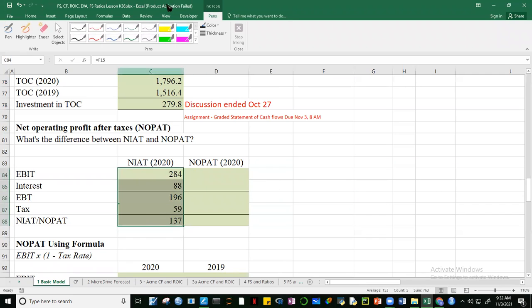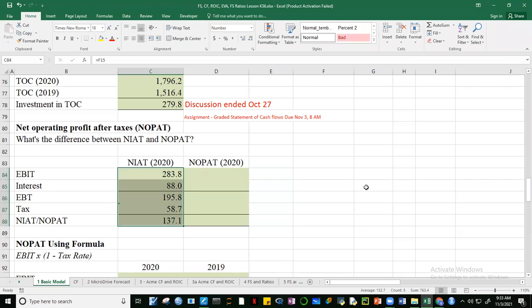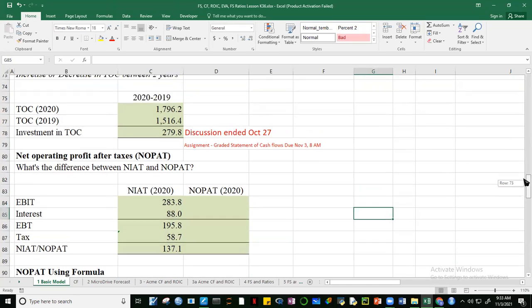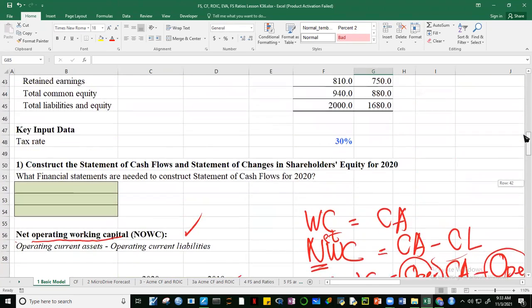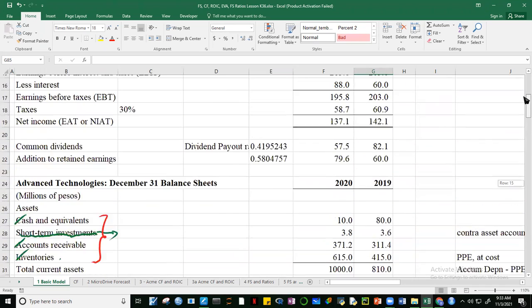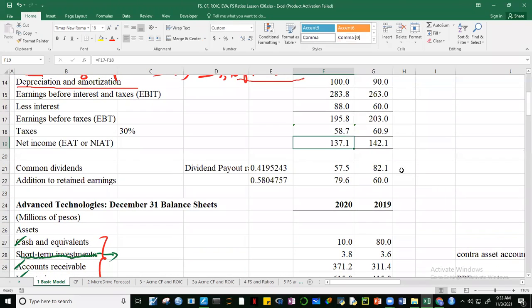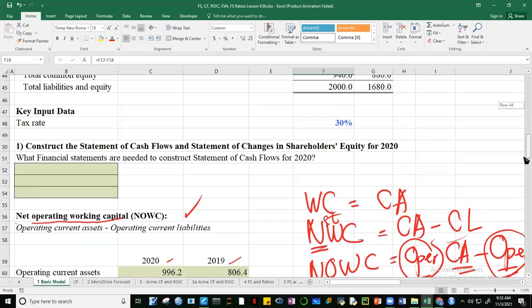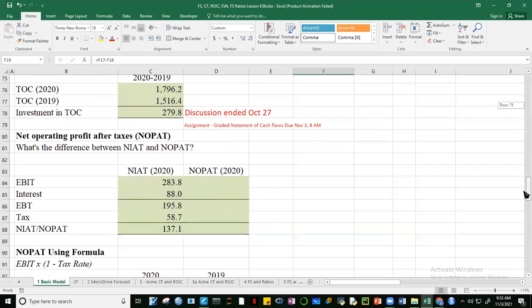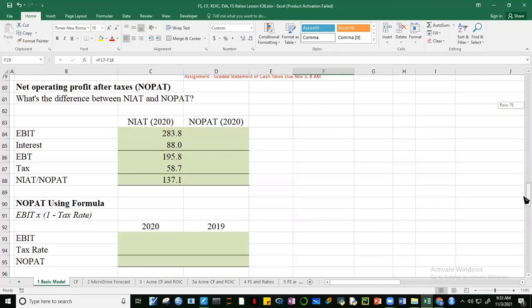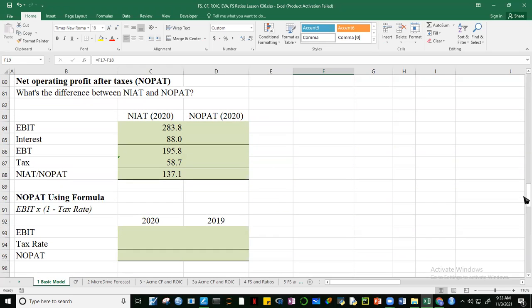Okay, and this we will increase the decimal place to be consistent with the figures above. 137.1. Let's check if the net income after tax in the income statement was 137.1. Correct, guys. So that's 137.1. Okay. Now, what's the difference between net income after tax and net operating profit after tax?